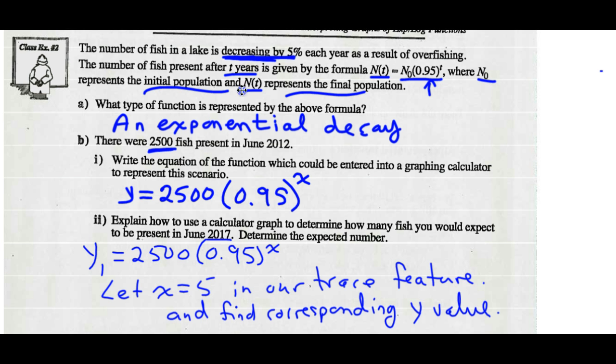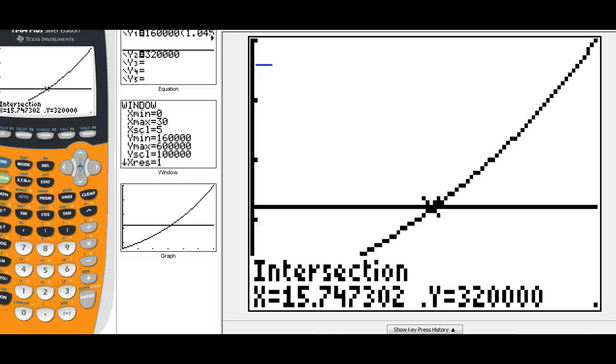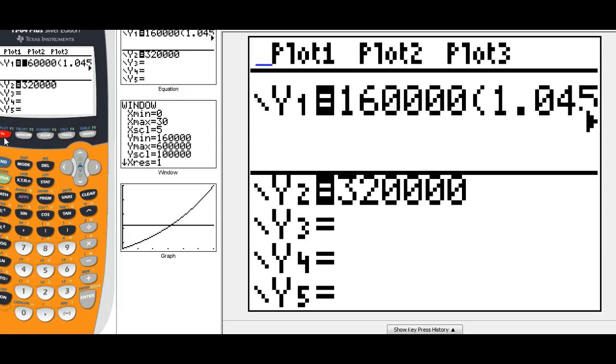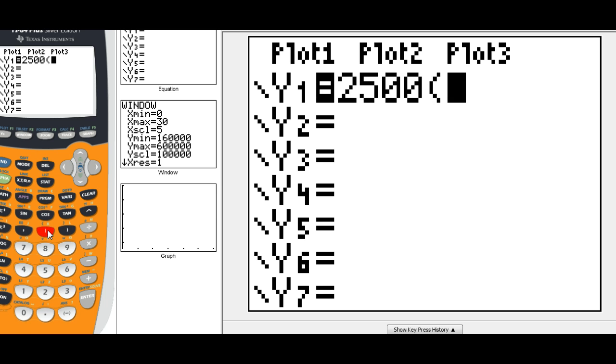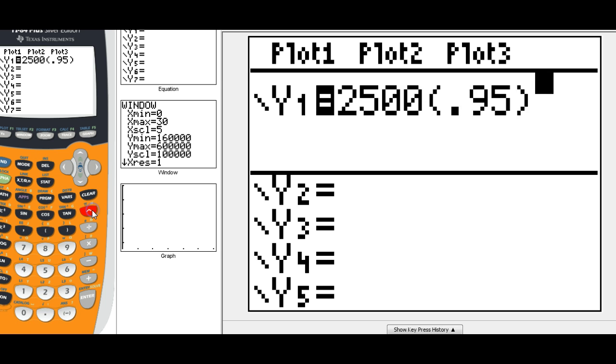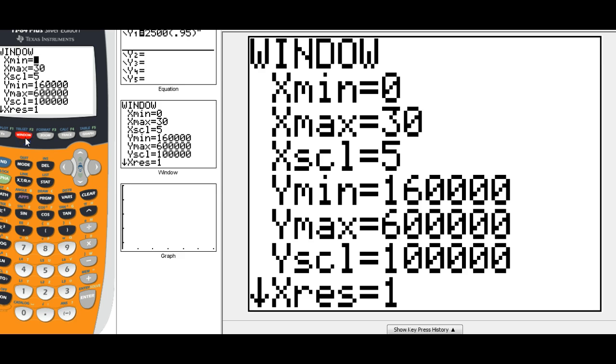All right, so let's do that and figure out what we get. Go to our graphing calculators, go to y equals, type in our new equation. The equation for the fish was 2,500 times 0.95 to the exponent x. And a window setting that makes sense. It doesn't give us one, so we must come up with one.